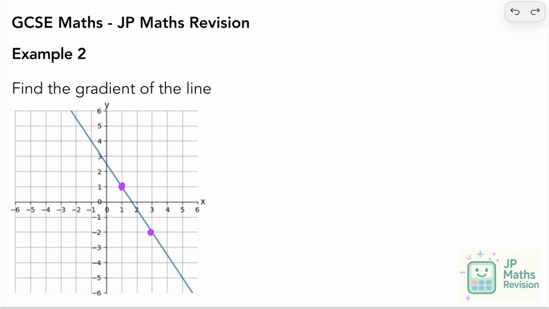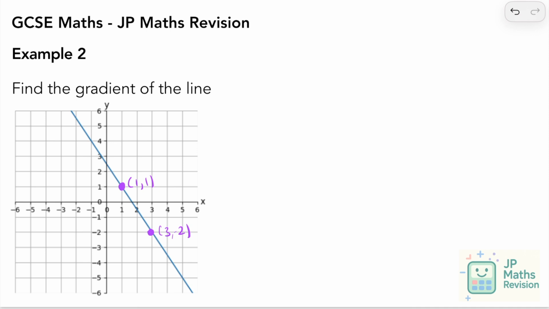So I wouldn't choose, say, this point here, because it's in the middle of 3 and 4, and it's quite difficult to know exactly what that point there is. So I'm picking 2 points that are nice. This one is very clearly 3, minus 2, and this one is very clearly 1, 1. Then I'm going to work out the change in y to get from one point to another.